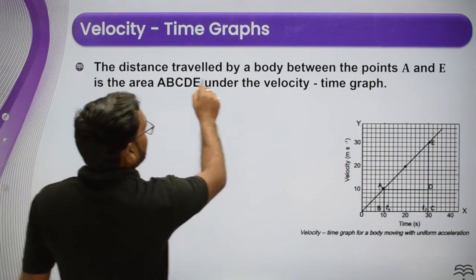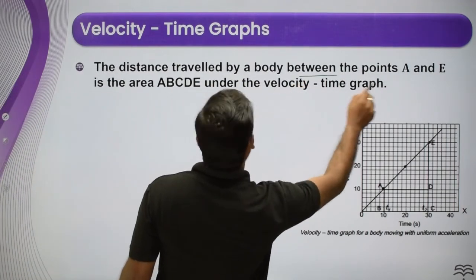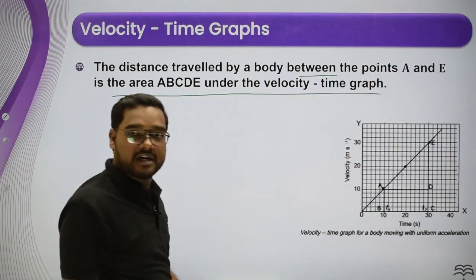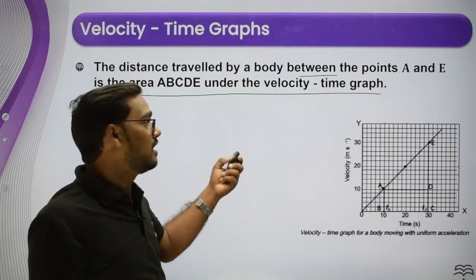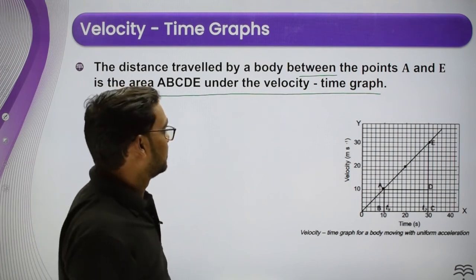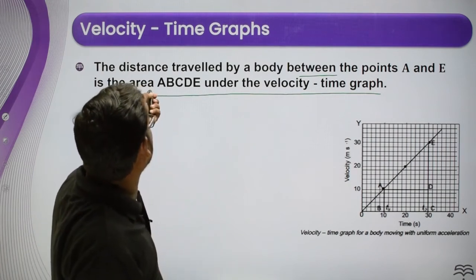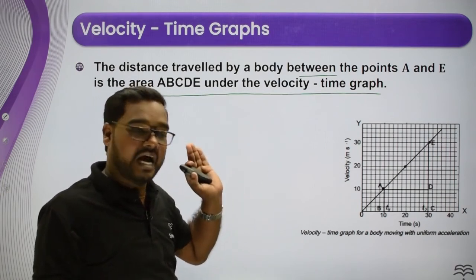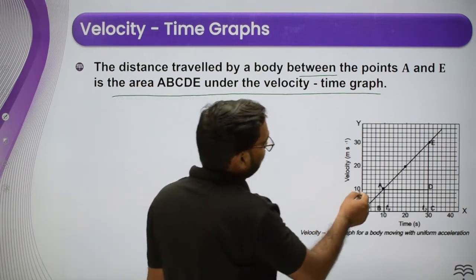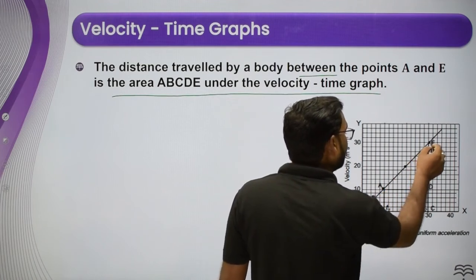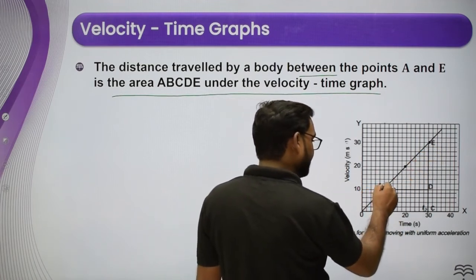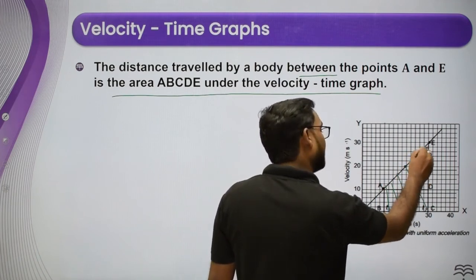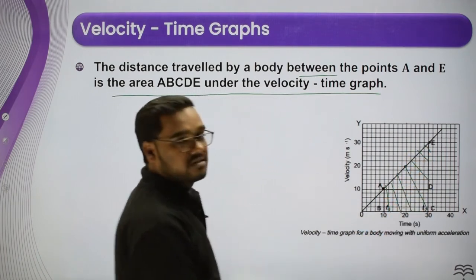The total distance traveled by a body from point A to E is the area of ABCD under the velocity time graph. We have already discussed the area of a rectangle will give what? The distance. And in a similar way, if you want to calculate the distance, you just need to calculate the area under that graph. Suppose you want to calculate the distance traveled by the particle from point A to E, you just need to calculate the area of this part. Now you can see here. This area will give the distance.